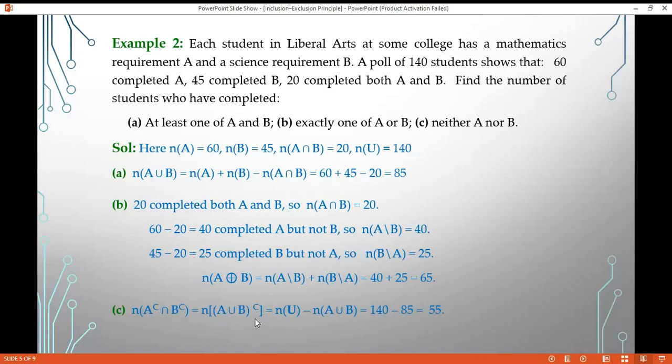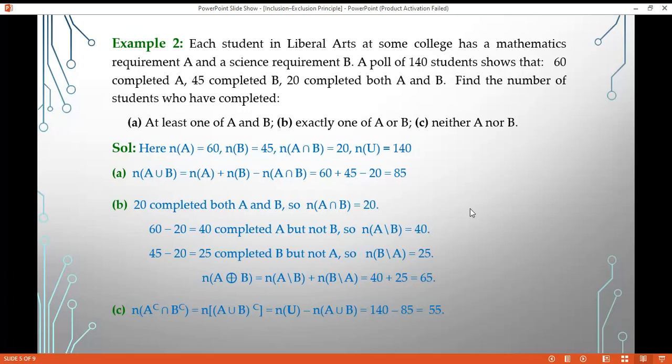And how can we calculate A union B? We already calculated n(A union B), that is 85. So how can we calculate the complement? If we subtract this set from the universal set, we get the complement. So n(universal set) minus n(A union B) gives the number of (A union B) complement, which is 55. Is it clear? I think it's easy and clear to everyone.